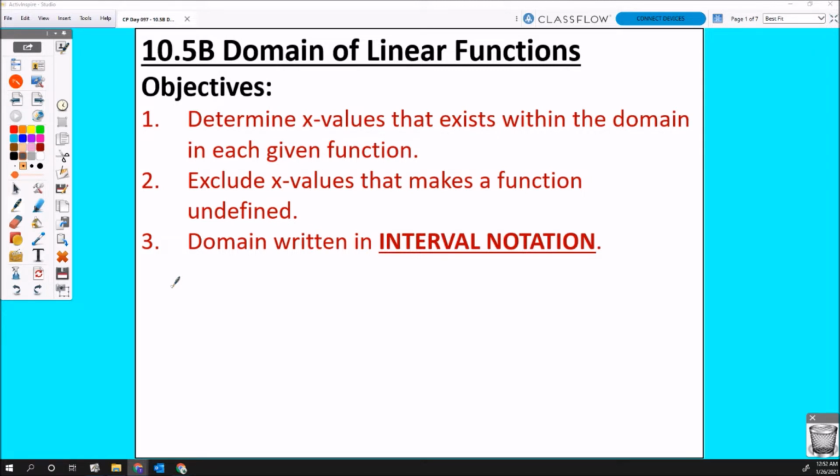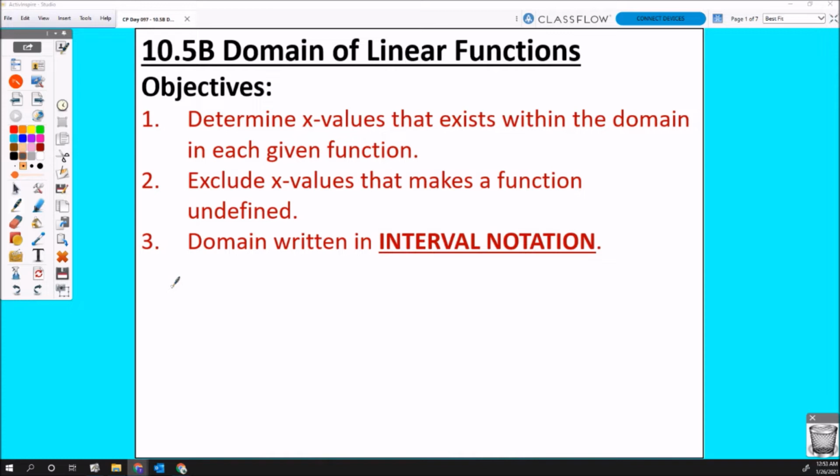Now, the objectives for this section is to determine x values that exist within the domain in each given function, whether it's linear, rational, quadratic, or any other type. But mostly we're just going to cover linear and rational for the time being. The second objective: exclude x values that make a function undefined. You will have an example which I will explain in depth about making a function undefined.